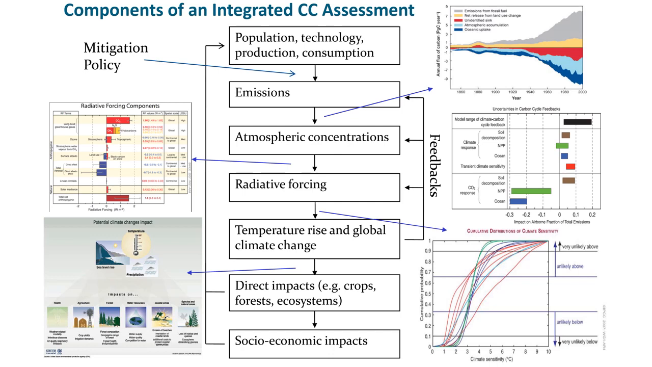Here is the flow chart of an integrated assessment model again. We'll start with population, technology, production, and consumption, which leads into emissions, atmospheric concentrations, radiative forcing, temperature rise, and global climate change that are translated into damages or direct impacts. Then that's all fed back into the next period's production and consumption.